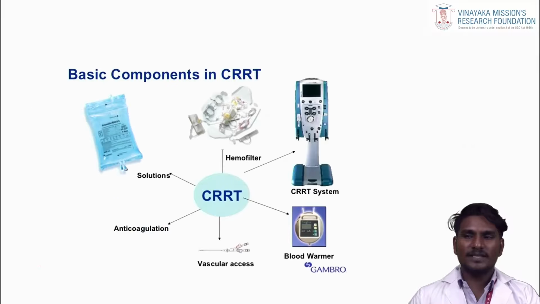ml per minute. So the basic components in CRRT are the solution bag, the hemofilter and the tubings, the CRRT system, the blood warmer, the vascular access and the anticoagulation systems.